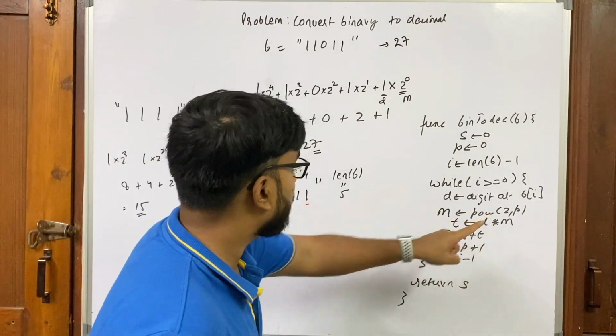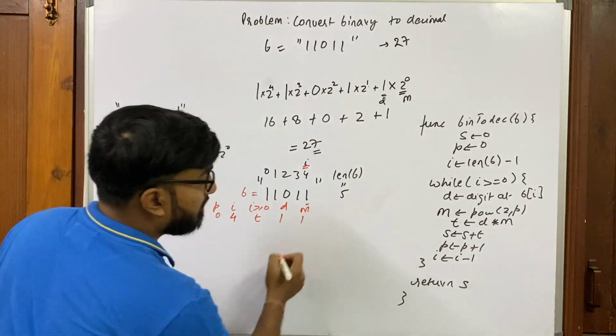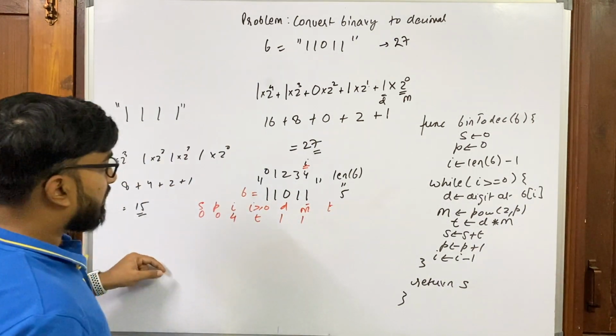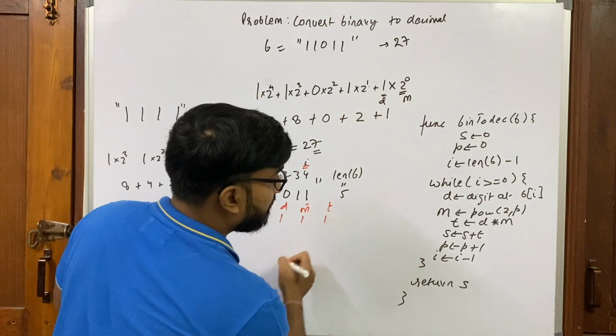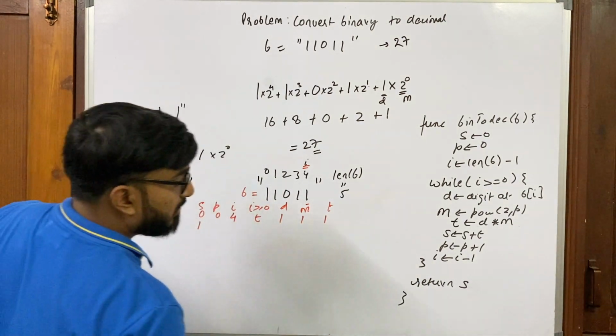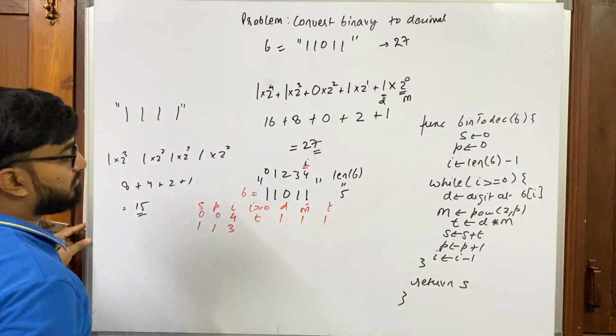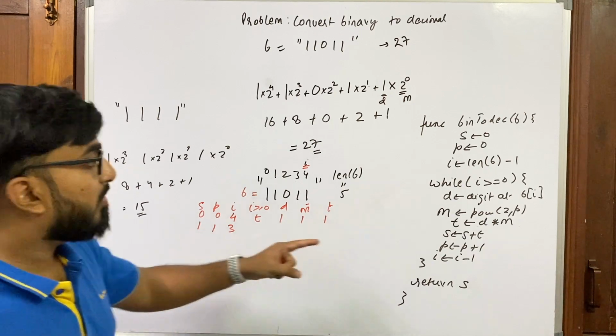You get M as 2 to the power P. 2 to the power 0 is 1. You get T as D into M. D into M is 1. You do S is S plus T. 0 plus 1 gives me 1. You do P is P plus 1. P becomes 1. You do I minus 1. I becomes 3. You go back to check for while loop condition.